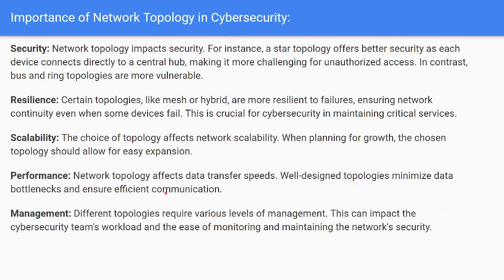So basically this is all about the network topologies. Why is network topology important? Number one, for security. Network topology impacts security. For example, star topology offers better security as each device connects directly to the central hub, making it more challenging for unauthorized access, in contrast to ring and bus topology. When we talked about star topology, every device is connected to a hub. But if we look at ring topology, every device is connected to one another.